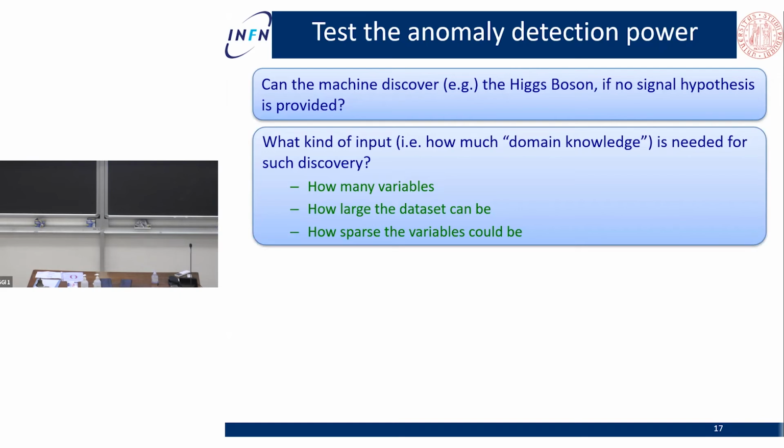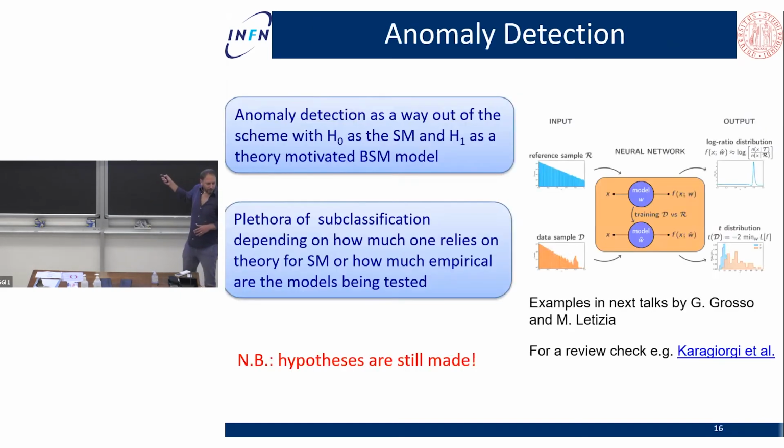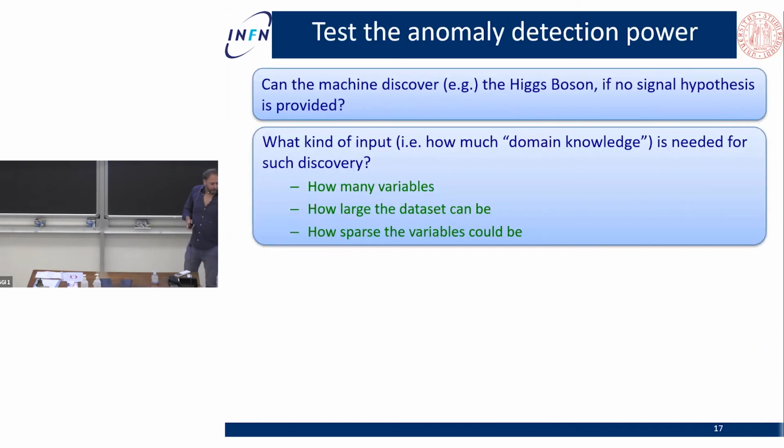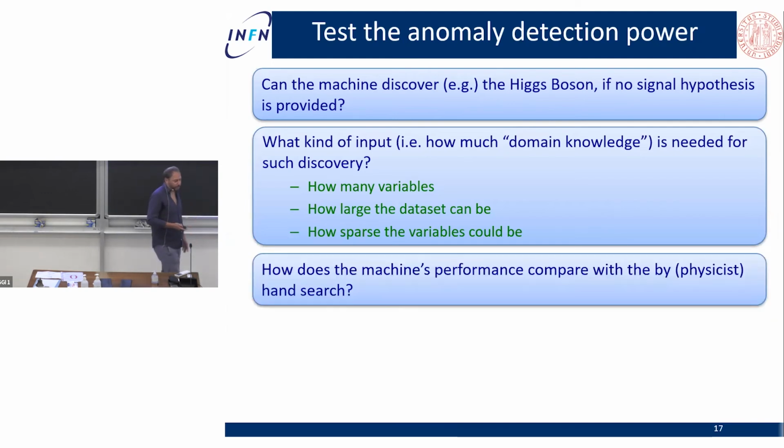What kind of input does the anomaly detection require? Where in the chain that I showed before can your anomaly detection be plugged in? How many variables, how large the set can be, how sparse the variables can be. The other thing that you have to answer is how your anomaly detection compares with a physicist just randomly checking the data. There are plenty of physicists who say, let me check this final state without any specific hypothesis. So how does your automatic anomaly detection compare with that?